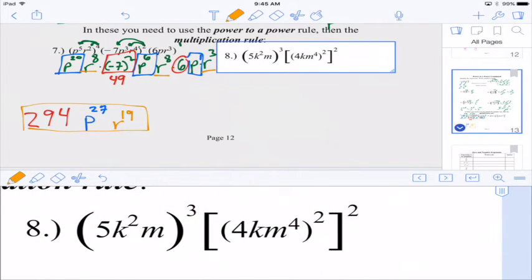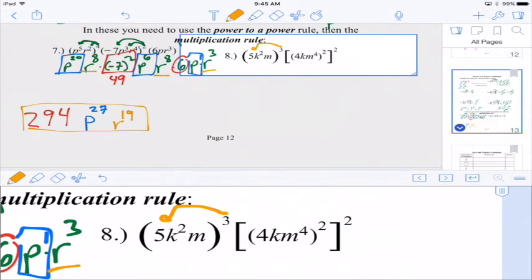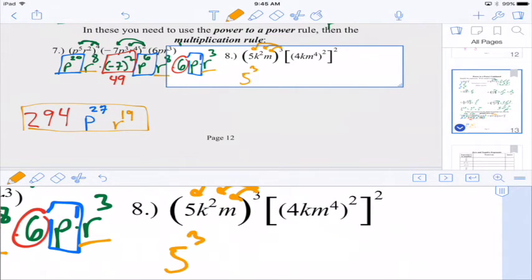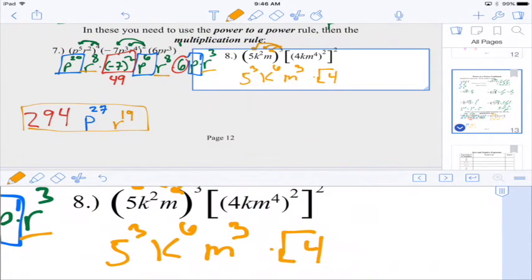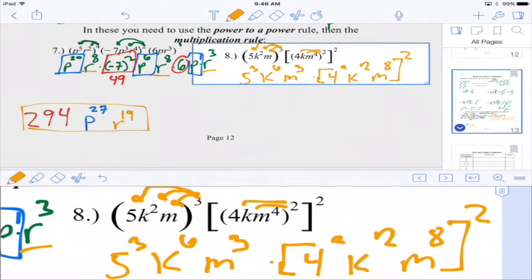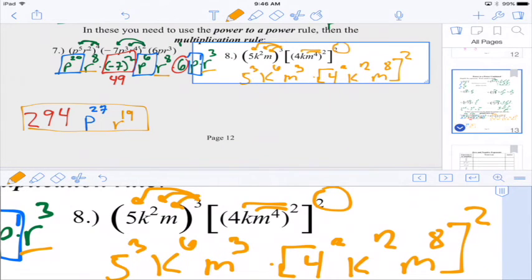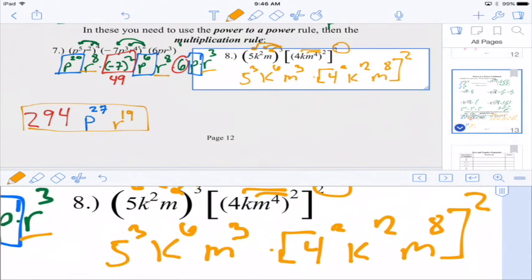And finally, this last one. We're going to raise our power to a power first. So we've got 5 to the third, k to the 2 times 3, so k to the 6th, m to the third. Then I've got my second term, which has a double power to a power. We can raise 4 to the second, k to the second, m to the 4 times 2, so 8. And that's still being raised to the second power. I haven't dealt with this 2 yet, so I'm going to leave that alone. Now I'm going to try and simplify this 2.